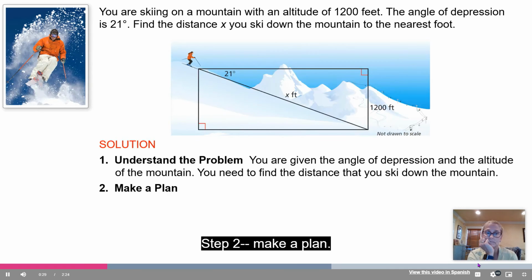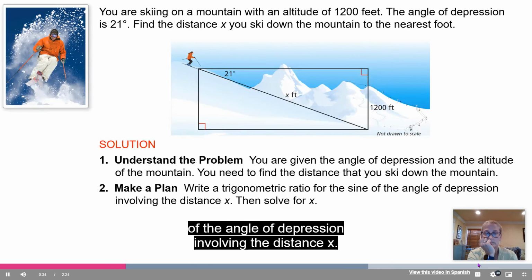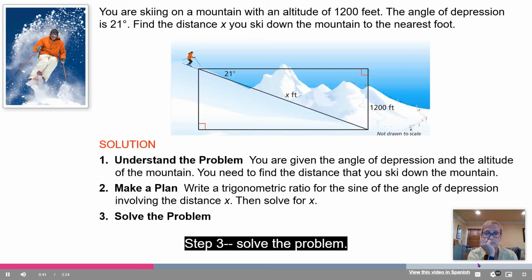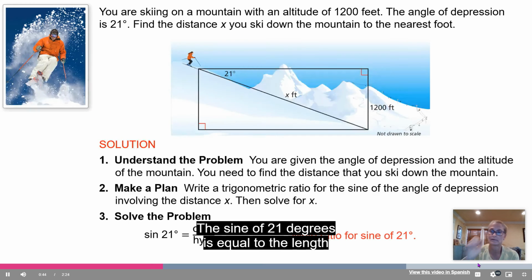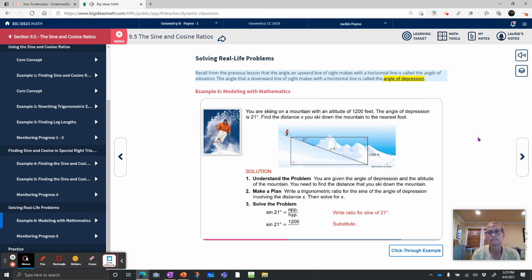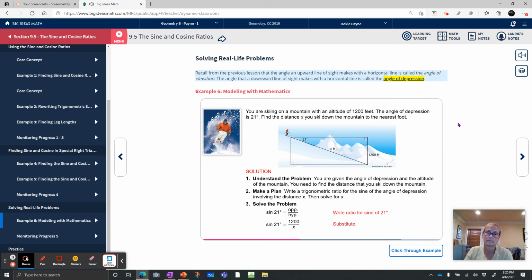Step 2. Make a plan. Write a trigonometric ratio for the sine of the angle of depression involving the distance x. Then solve for x. Step 3. Solve the problem. The sine of 21 degrees is equal to the length of the opposite leg divided by the length of the hypotenuse. Substitute 1,200 for the length of the opposite leg and x for the length of the hypotenuse. So you have the equation, the sine of 21 degrees equals 1,200 divided by x.